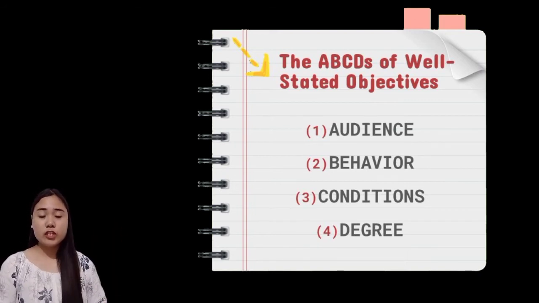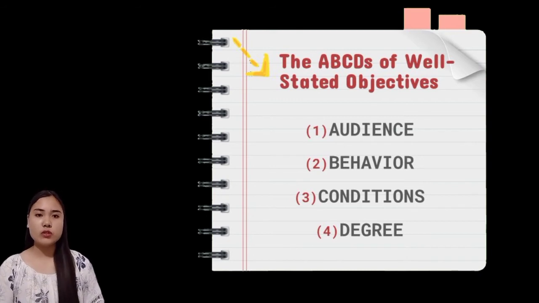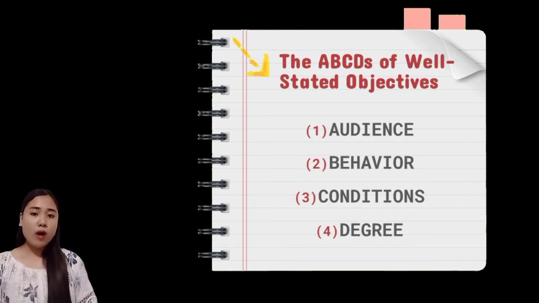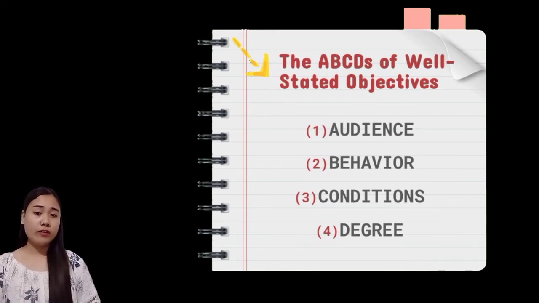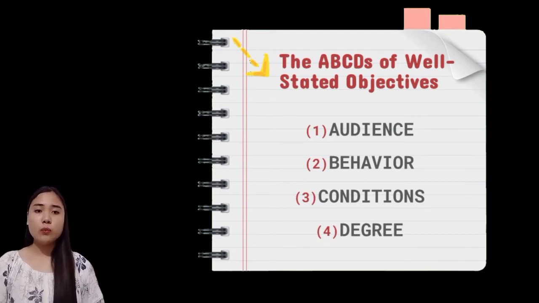Third is the letter C, which stands for conditions. The performance that is observed by the learners. What are the conditions under which the behavior or performance will be observed? A statement of objectives should include the conditions under which performance is to be observed, if such conditions are relevant.